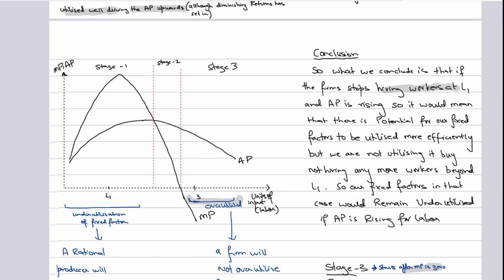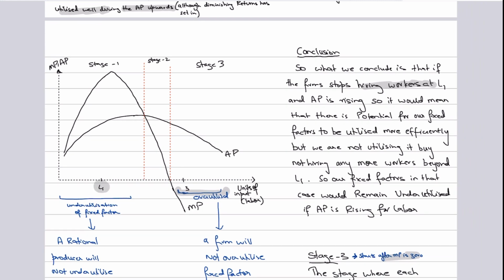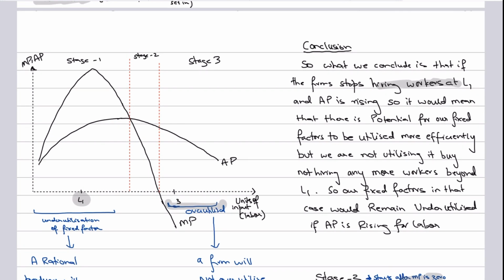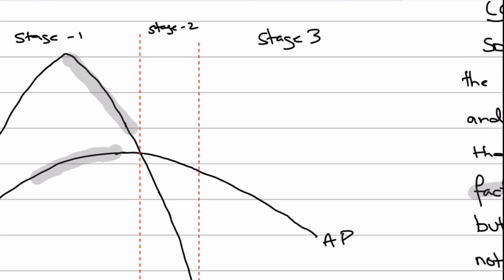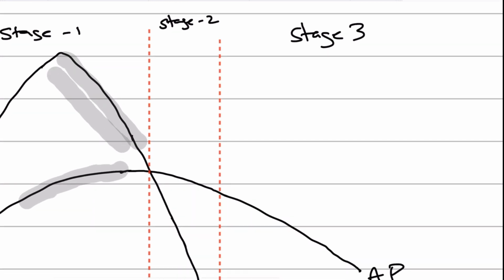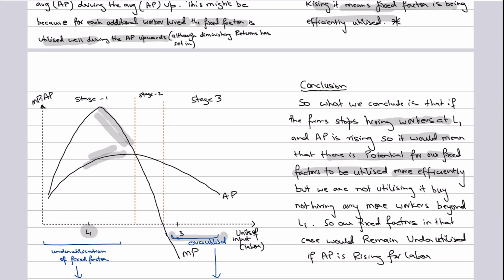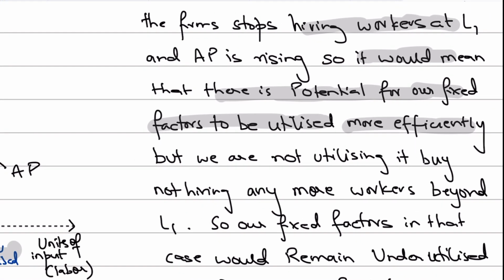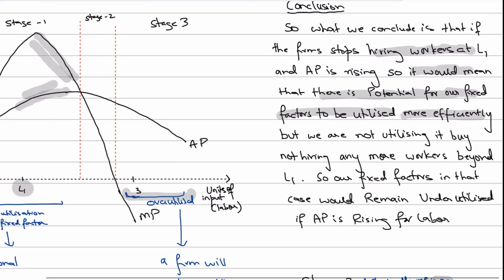if the firm stops hiring workers at L1, what's happening is, and we know that the average product is rising, right? So it would mean that there is still potential for our fixed factors to be utilized more efficiently. Although we know that diminishing returns has kicked in, MP is going down, but still AP is going up, right? So we know that there's still potential for our fixed factors to be utilized more efficiently, but we're not utilizing it. If we stop at L1, we're not utilizing it because we're not hiring any more workers beyond L1.